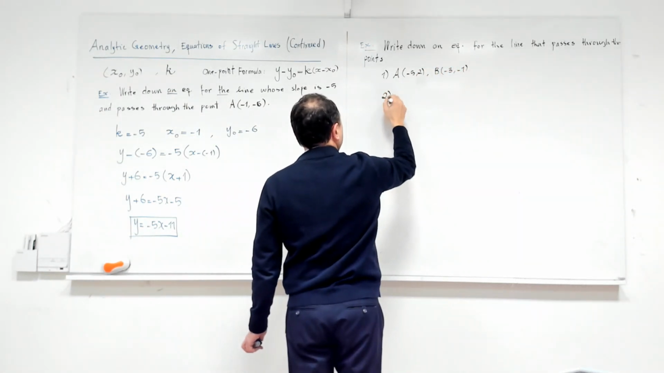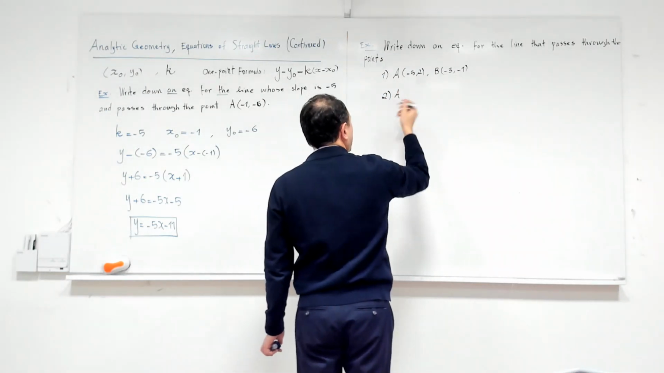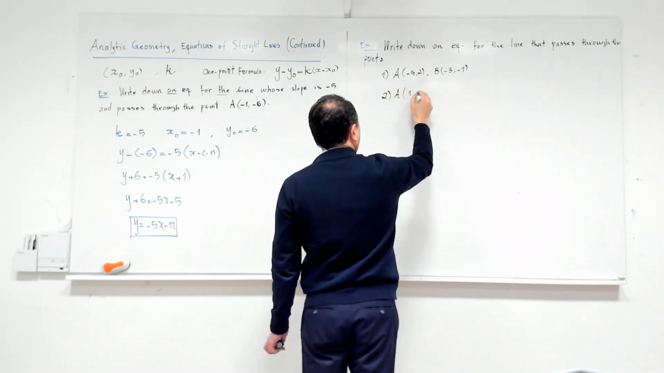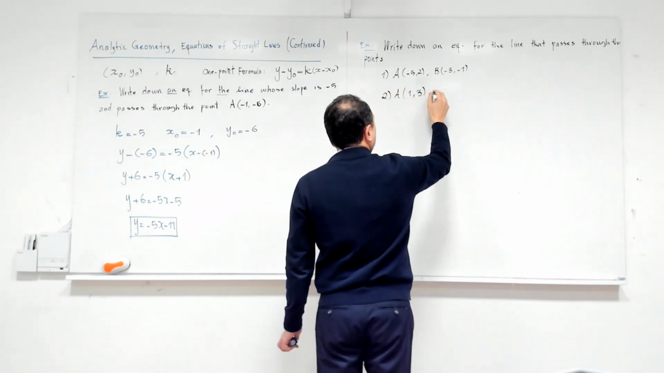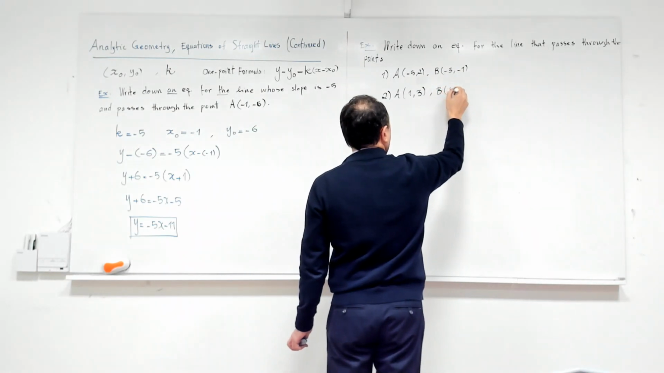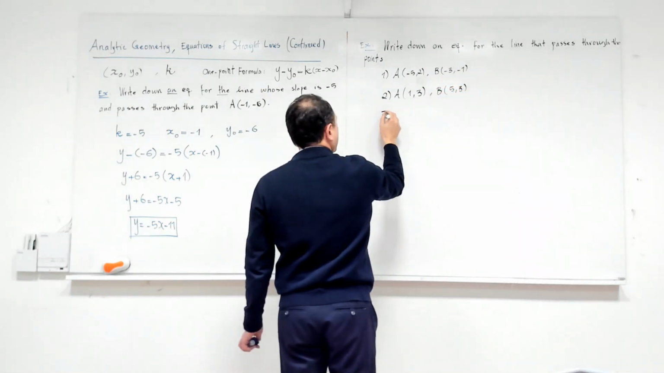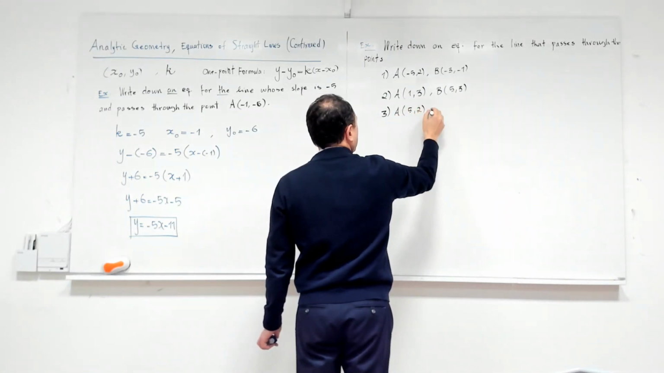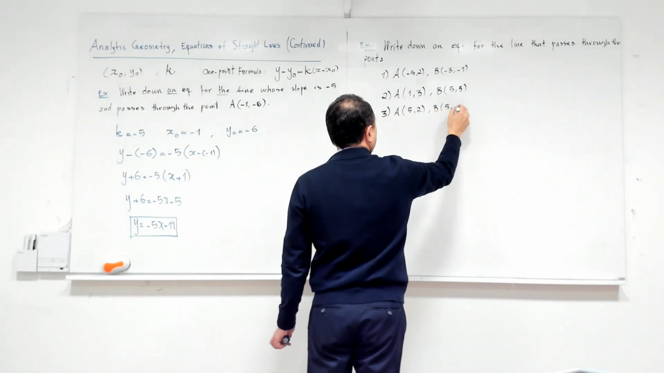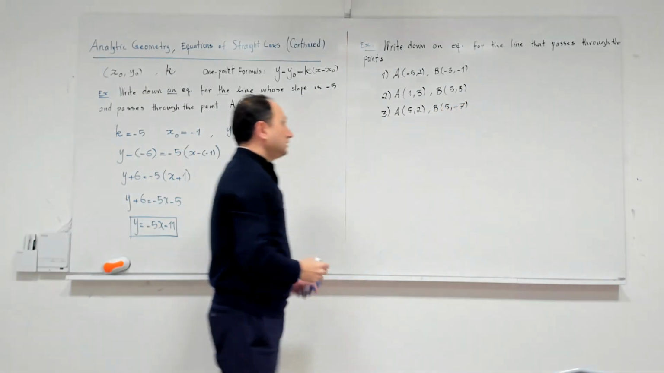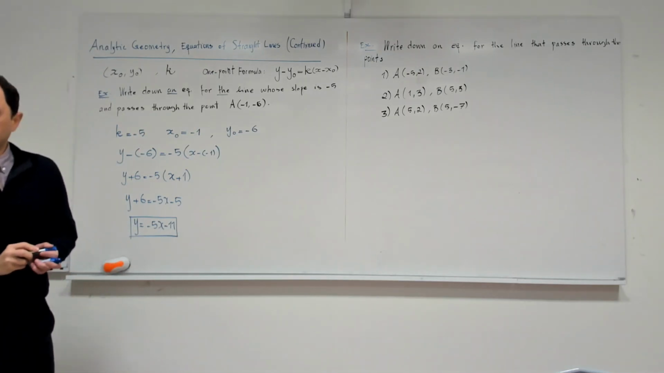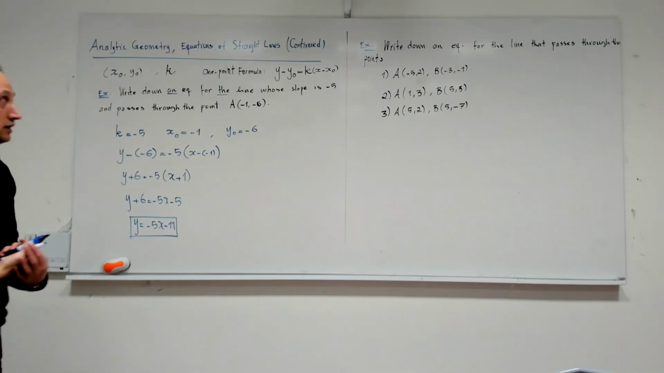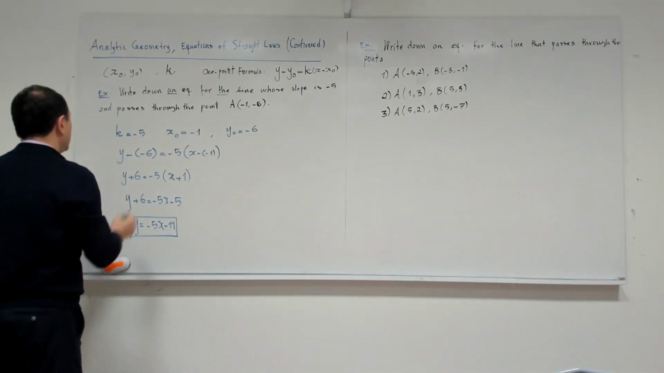Number 2, so let me make it 3 cases, yes? Let me write A is 1 and 3, B is 5 and 3. Number 3, A is 5 and 2, B is 5 and minus 7. So these two examples are very simple, but you need to know them because they will appear a lot of times here in this chapter. So let me just put a box here.